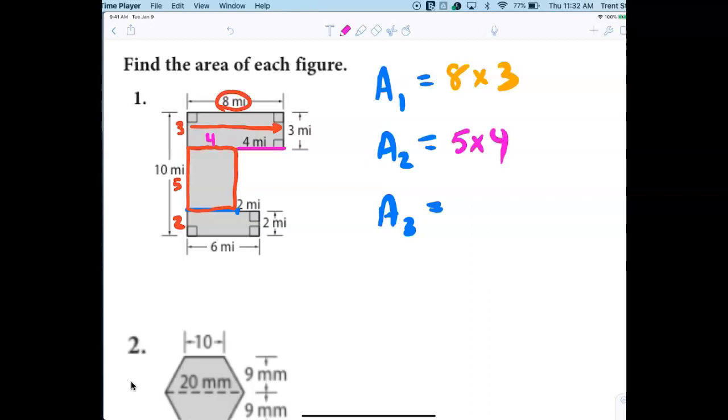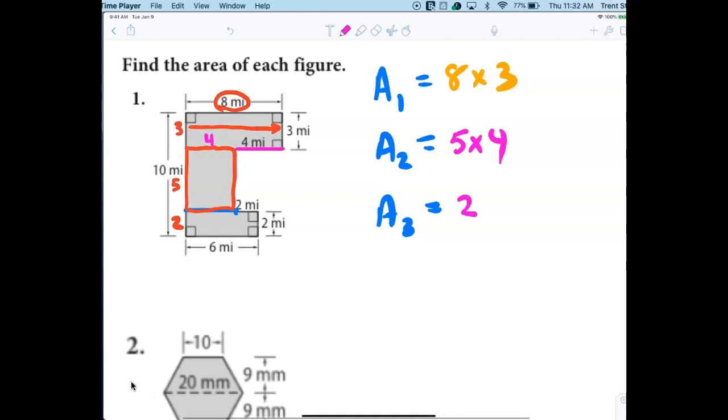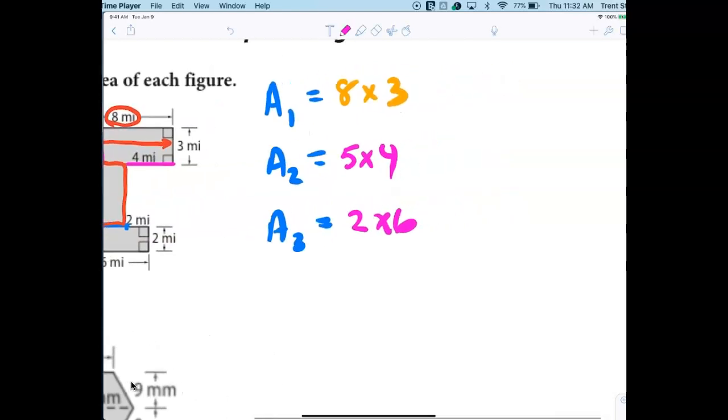Now the third rectangle. James, what are the dimensions of the third rectangle? 2 times 6. Come on, guys. I don't know why people think that's hard. All you have to do is find the area of the individual ones. And now, what's 8 times 3? 5 times 4. 2 times 6.